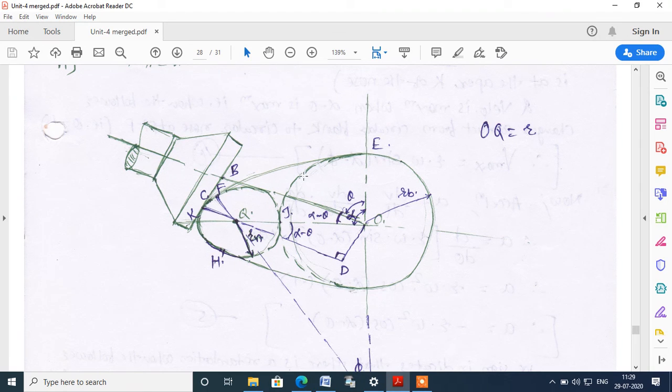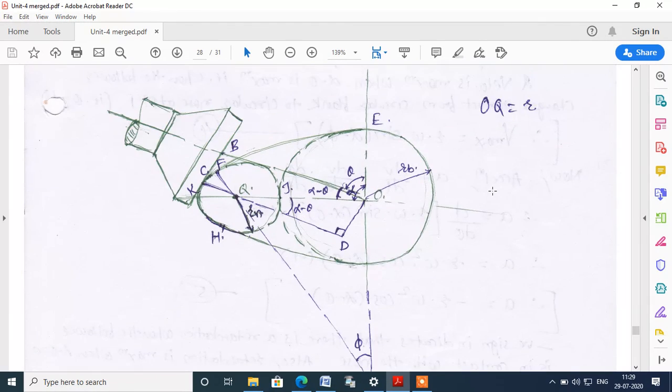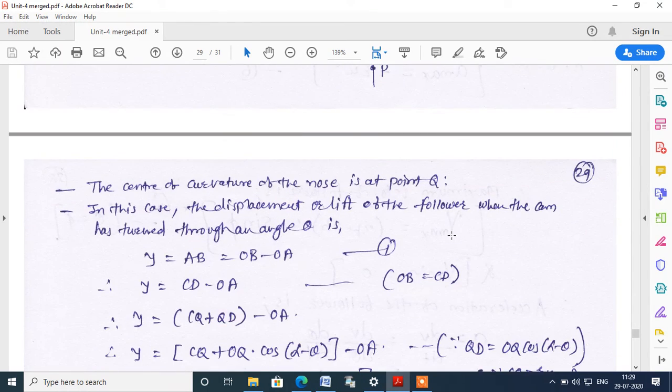This is the point E. This is Rn again. This angle is theta here. This is alpha, so this is alpha minus theta, by using the parallel axis theorem. And this angle is phi. So I will draw on this figure. OQ is nothing but radius R. Now the center of curvature of the nose is at point Q.